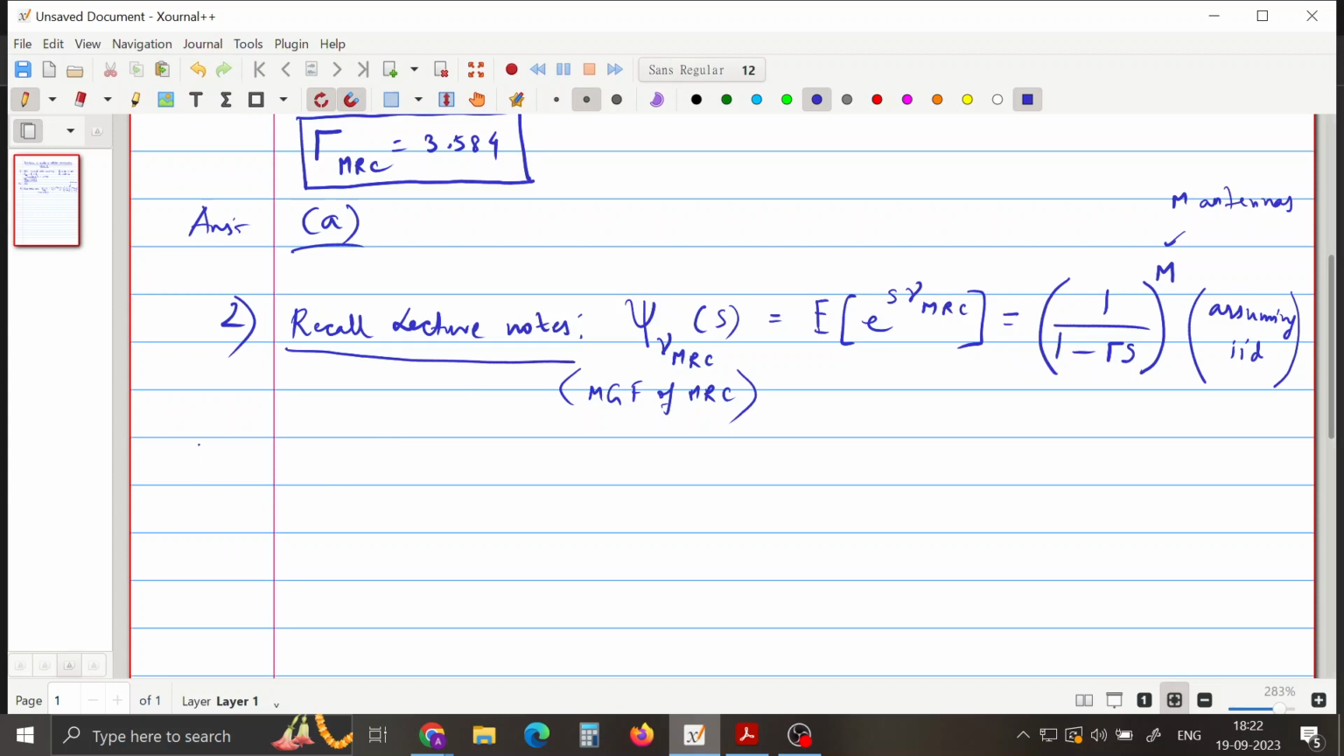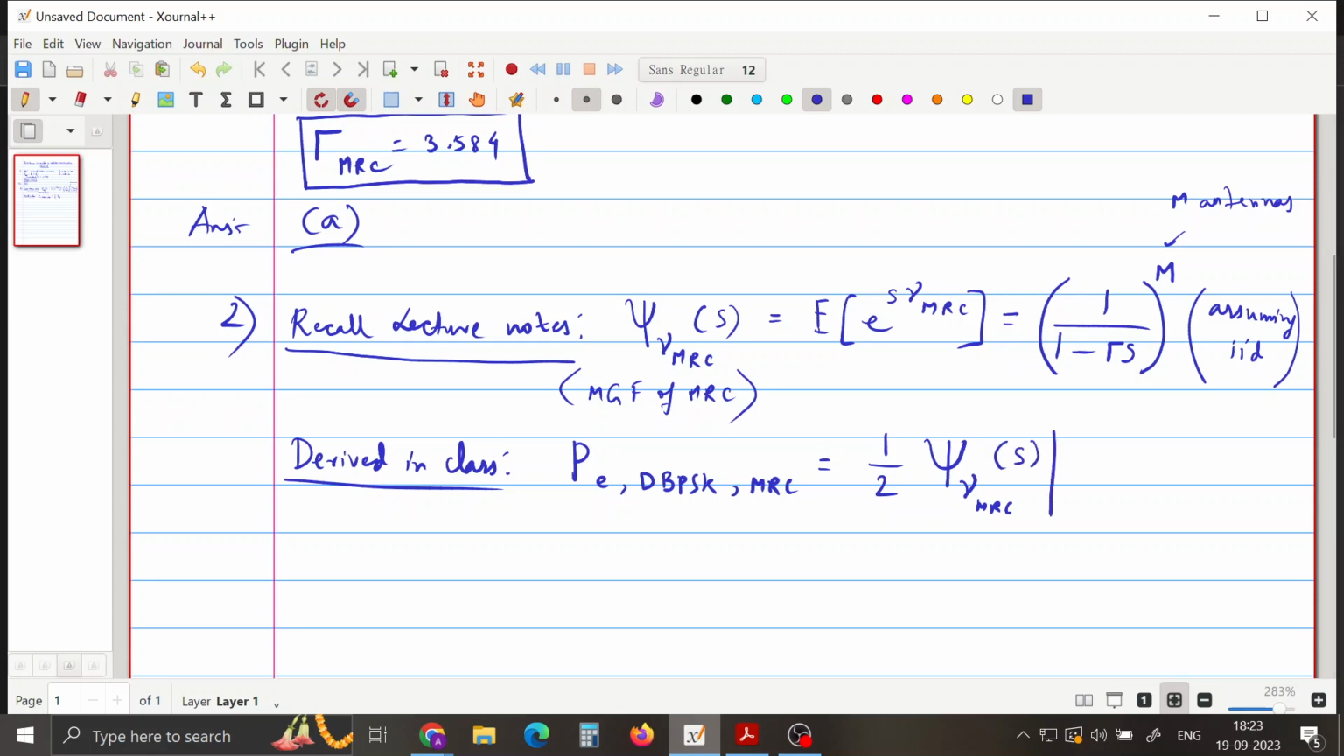And now this was also derived in class, that the bit error rate performance for DBPSK with MRC is the half scaling factor will be there outside, and you take the MGF and evaluate it at s equals to -1.